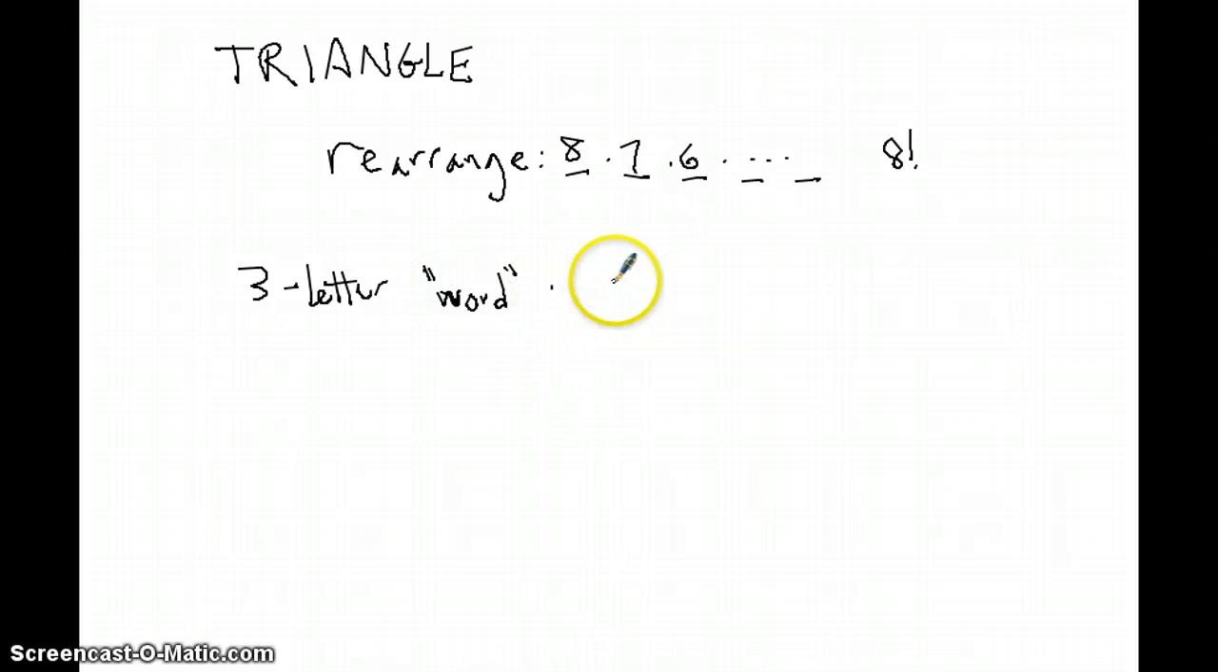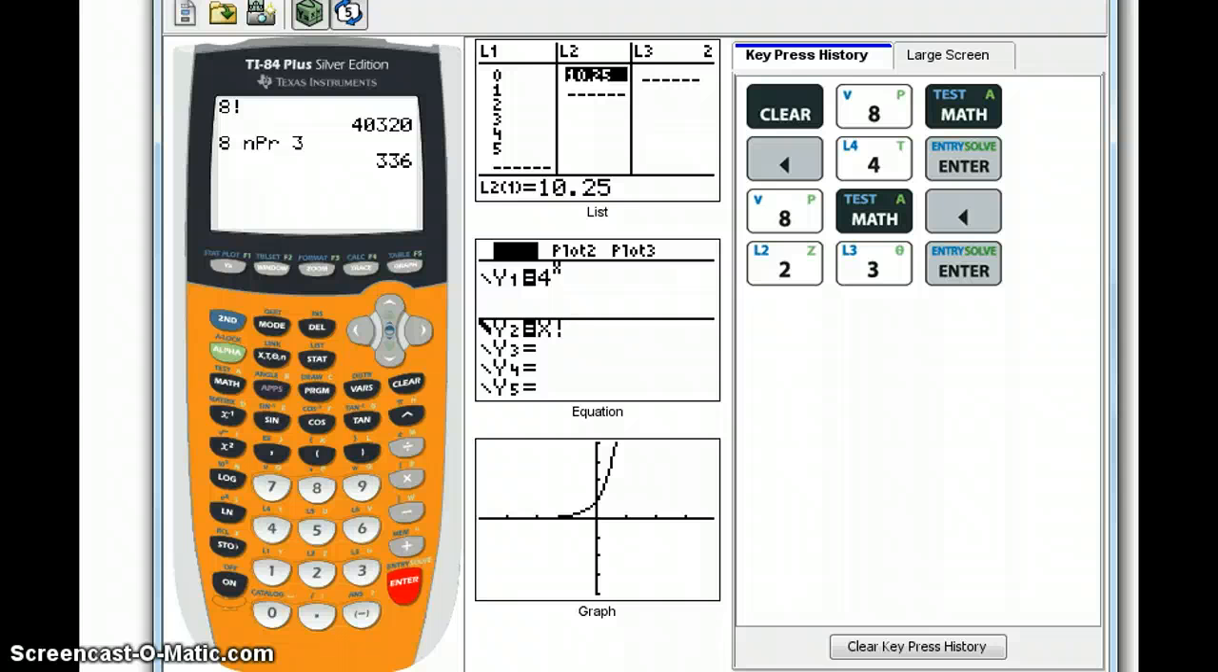Then I have 8 choices for the first letter, 7 choices for the second letter, and 6 choices for the third letter. We call that 8P3, and that would be 8 times 7 times 6, which I don't care to compute right now. You know what? I've got my calculator right here, so I might as well show you that 8 factorial is 40,320. That's 8 times 7 times 6 all the way down. 8 nPr 3, 8P3, just means take the first 3 elements of 8 factorial. So 8 times 7 times 6, and it's this.